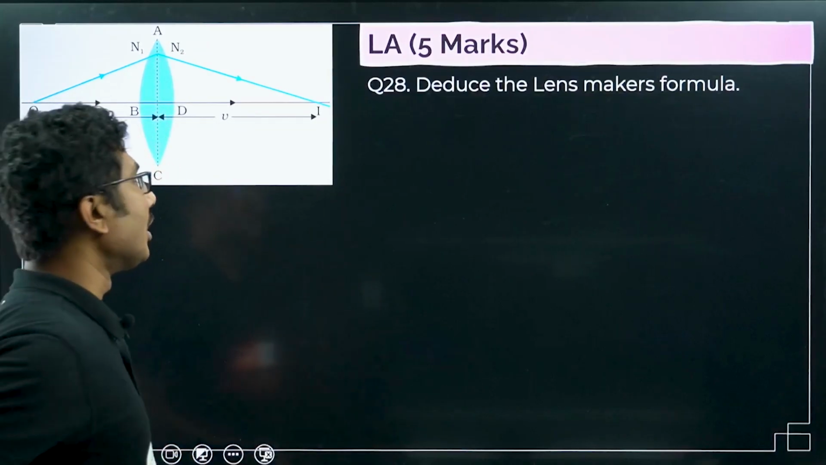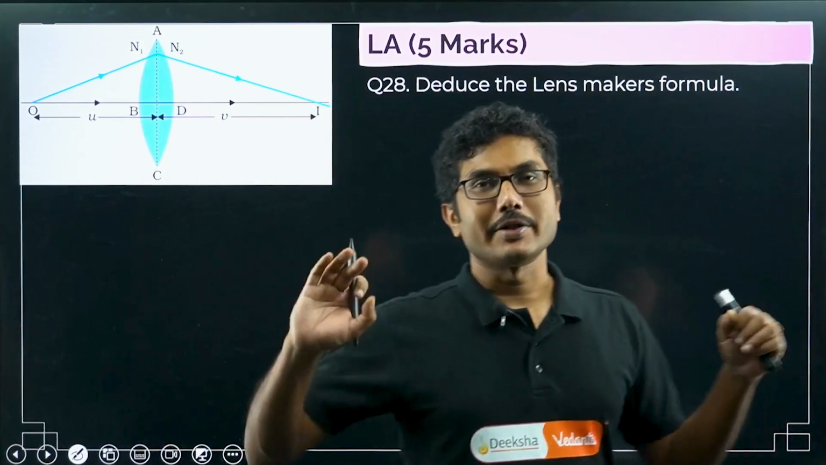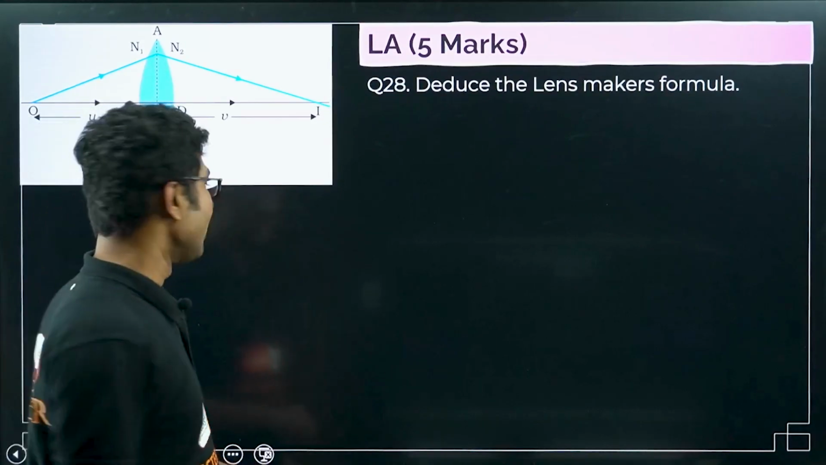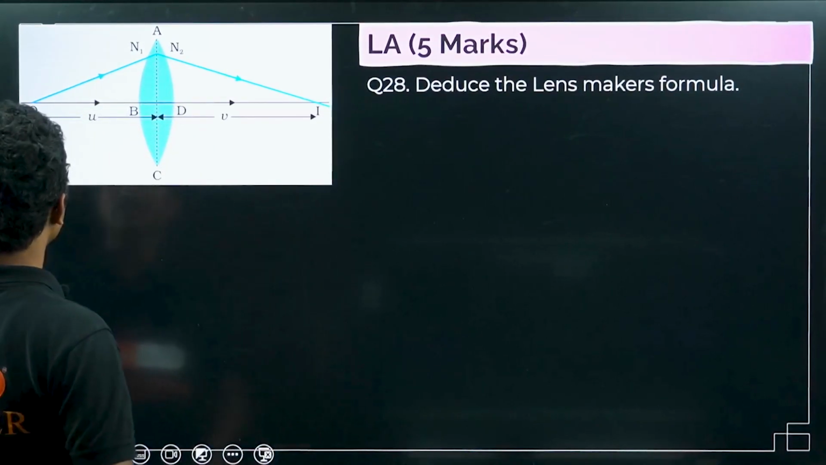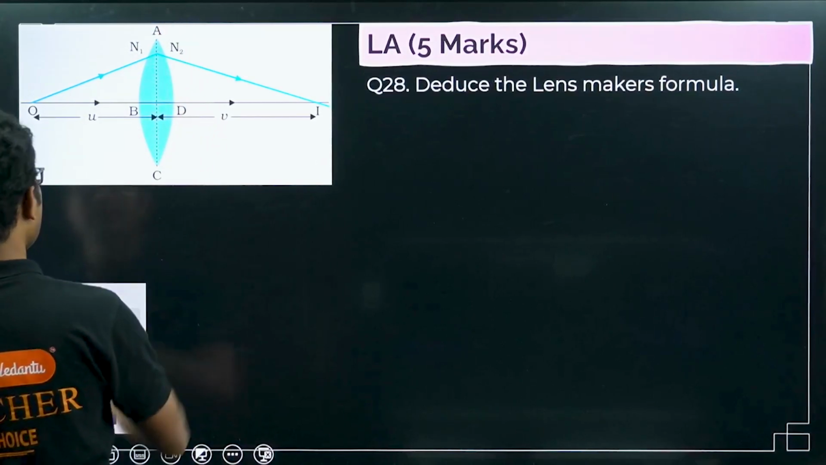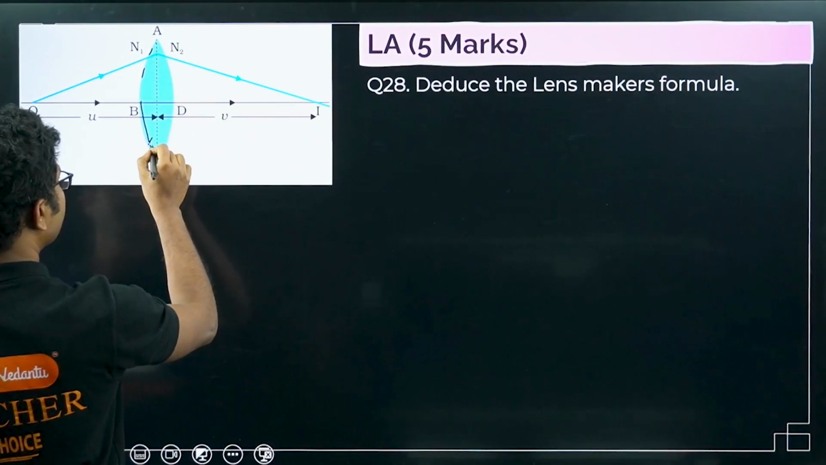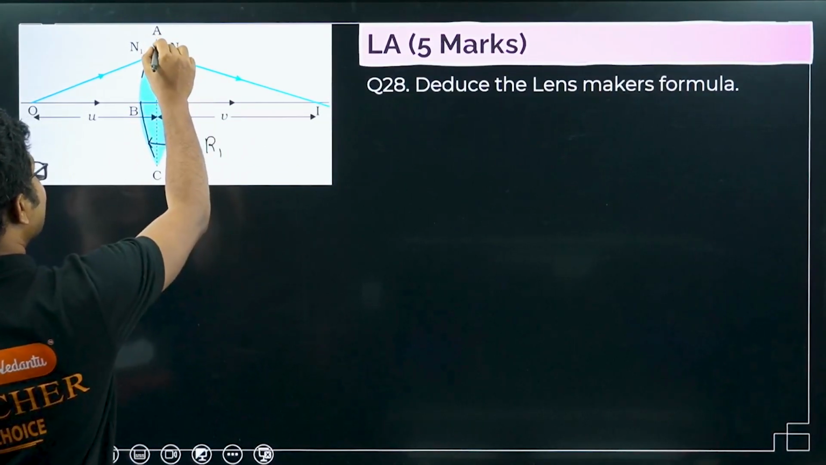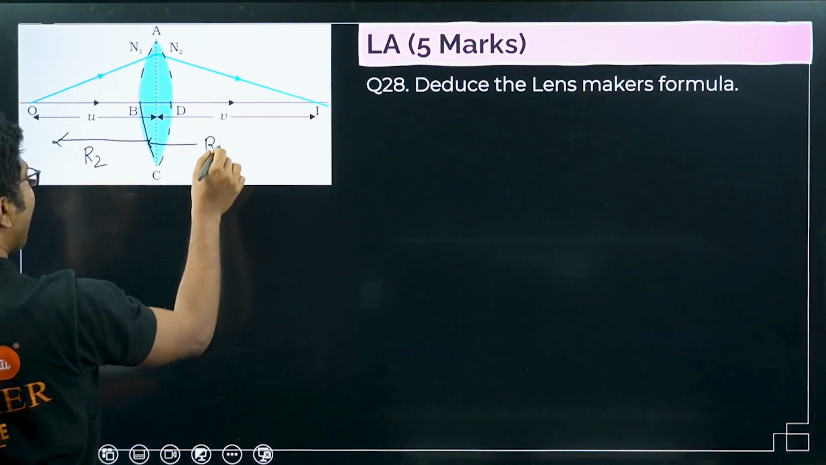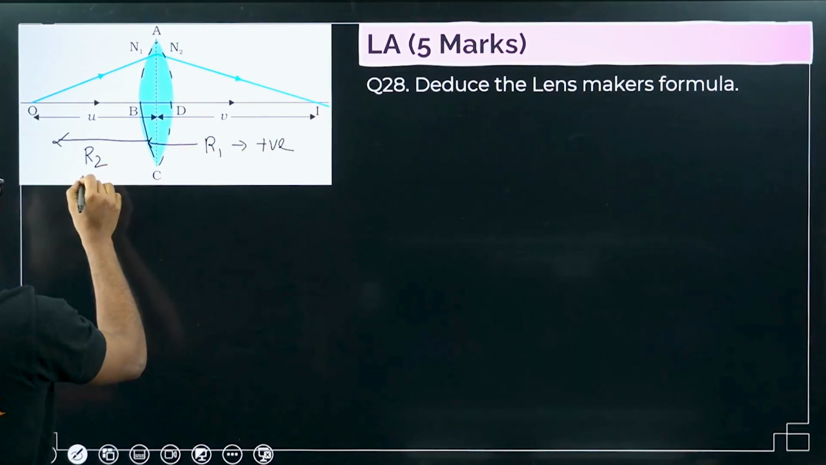Here we will do the derivation of the Lensmaker's formula. In this case we will use the formula that we have derived in the previous case along with the sign. Okay, first we will use the first surface. Suppose this is a spherical surface. You can consider this a spherical surface of radius of curvature, say r1, and this is a second spherical surface of radius of curvature r2. Right now, as you can see, r1 is positive and r2 is negative.